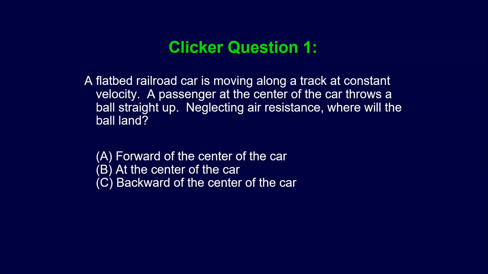And so let's look at an example here. So we have a flatbed railroad car moving along a track at constant velocity. A passenger at the center of the car throws a ball straight up. Neglecting air resistance, where will the ball land? So pause this, think about this, and then we'll talk about it. Okay, hopefully you got at the center of the car.